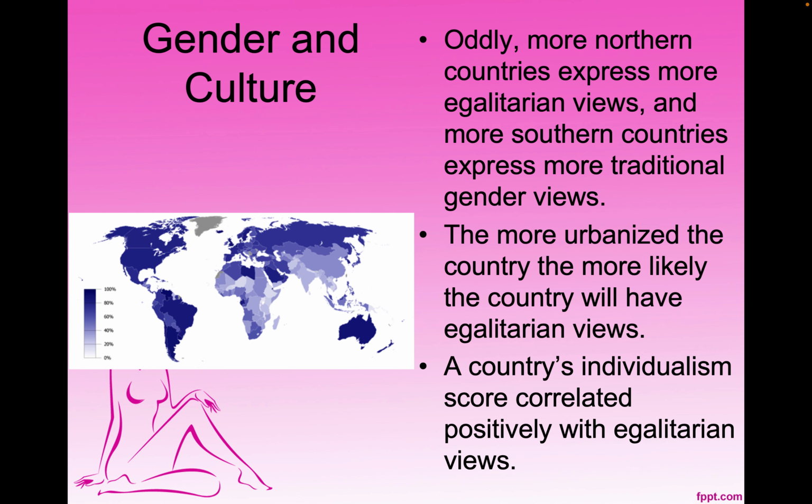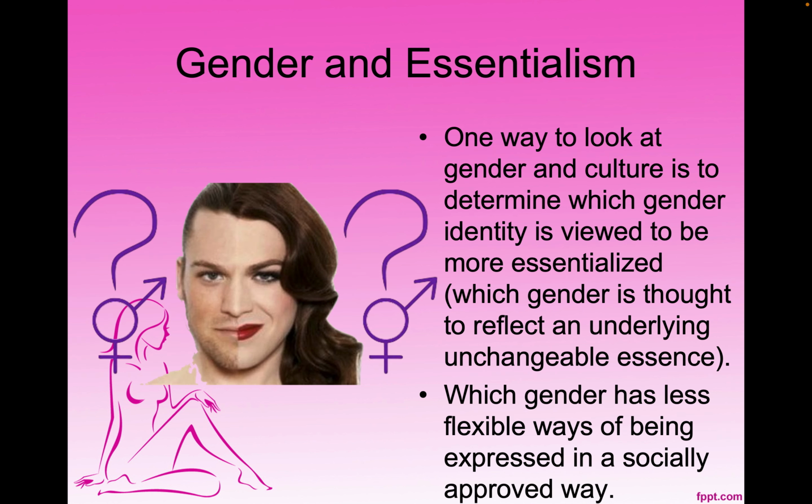Oddly, more northern countries express more egalitarian views, and more southern countries express more traditional gender views. The more urbanized the country, the more likely the country will have egalitarian views. A country's individualism score correlated positively with egalitarian views. One way to look at gender and culture is to determine which gender identity is viewed to be more essential, which gender is thought to reflect an underlying unchangeable essence, which gender has less flexible ways of being expressed in a socially approved way.